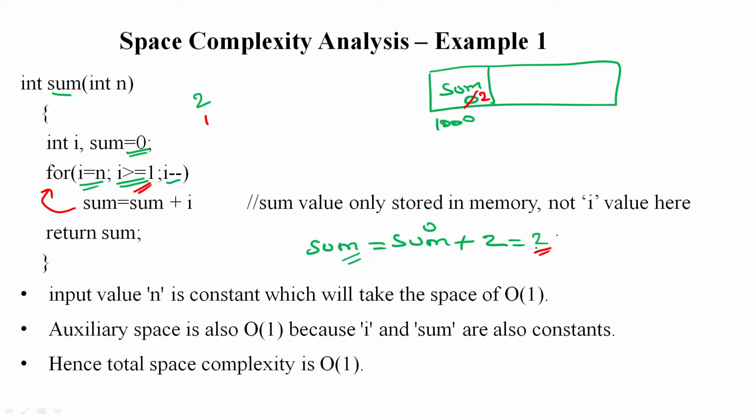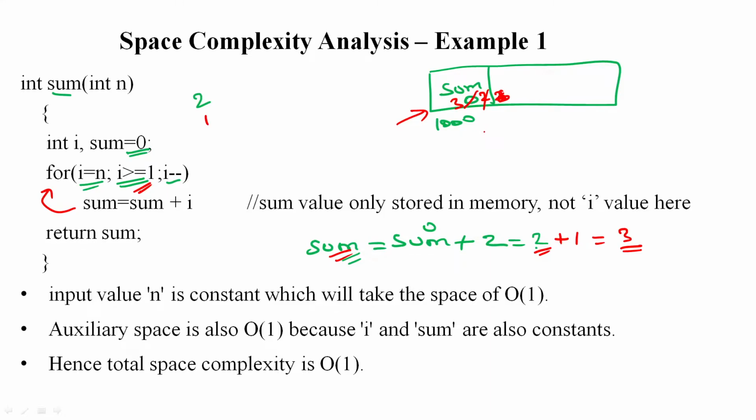Now sum is already 2, then I value is 1, so sum equals 3. So this 3 is overwriting on the same variable. So 2 is overwritten as 3, right? The same location, 3 is written in the same location by overwriting 2, right? So the same memory location is used again and again for n times.